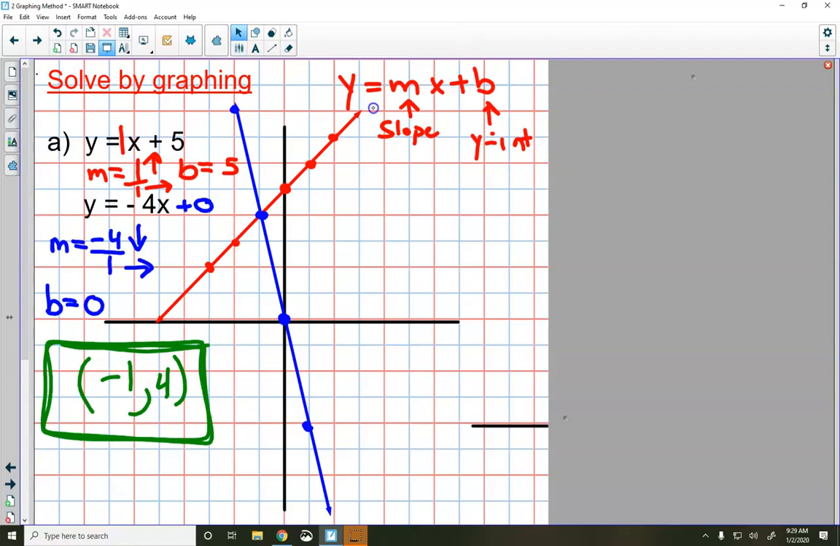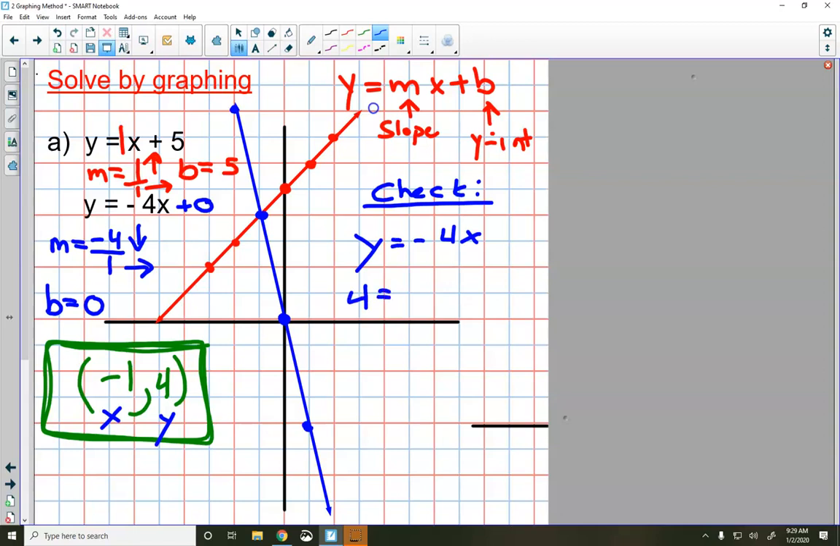I can check my answer. To do this, I can take the original equations and substitute negative 1, 4 in and see if they work out. I would plug negative 1 in for x and 4 for y. So I plug 4 in for y, and then negative 4 times negative 1, because negative 1 is going in for x. Negative 4 times negative 1 is 4. Does 4 equal 4? Yes, it does.